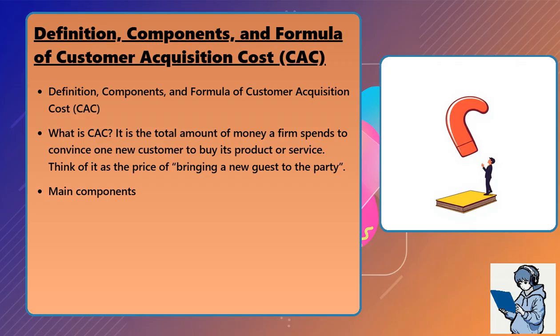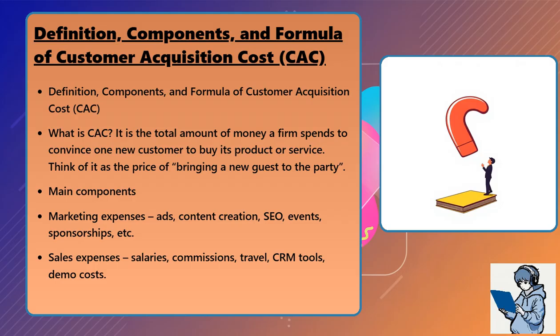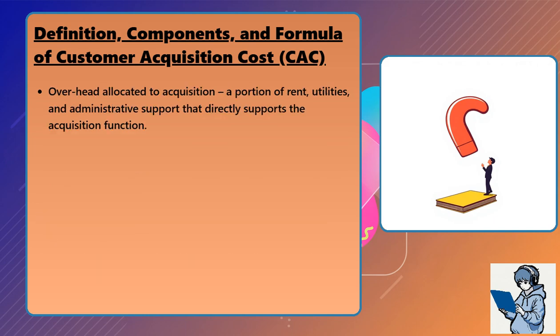Main components: marketing expenses, ads, content creation, SEO, events, sponsorships, etc. Sales expenses, salaries, commissions, travel, CRM tools, demo costs. Overhead allocated to acquisition, a portion of rent, utilities, and administrative support that directly supports the acquisition function.